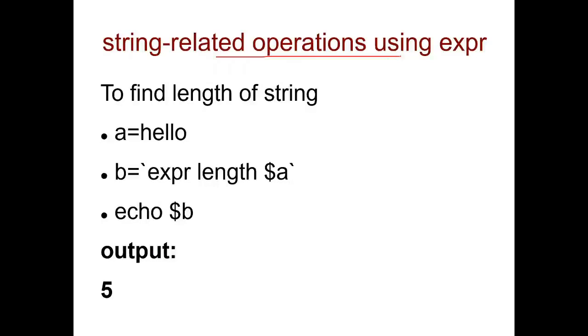Another example, string related operations using expr to find the length of a string. So a is a variable, in which we have stored the string hello. Now we want to find the length of that string. So expr command, length is a keyword you need to use whenever you want to find the length, and $a. Whatever is stored in $a, it will show the length of that string. And don't forget to enclose it with backquotes. Then display the value with echo $b, so it will display the length 5.